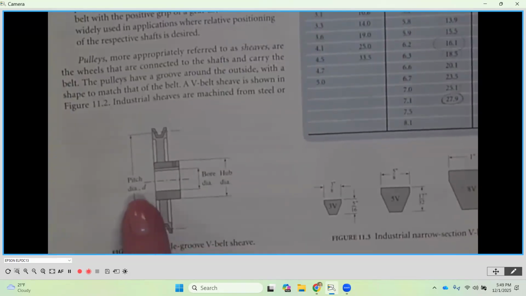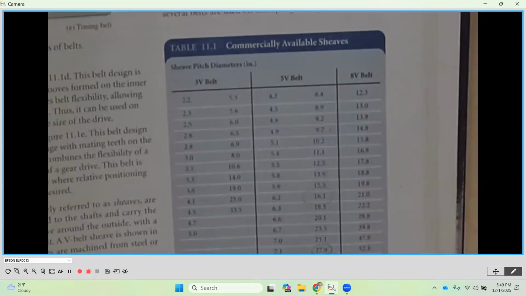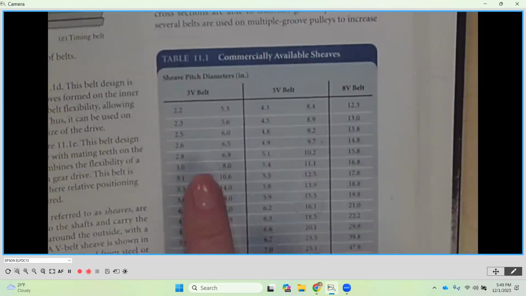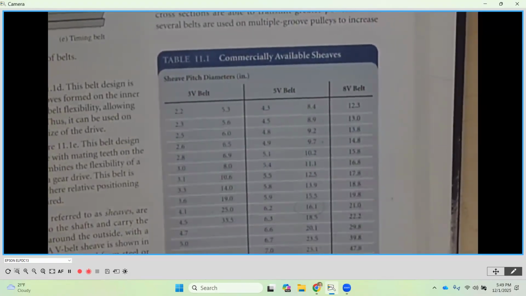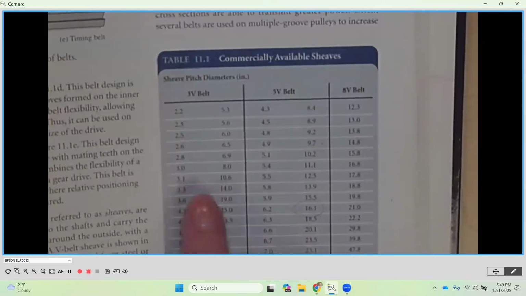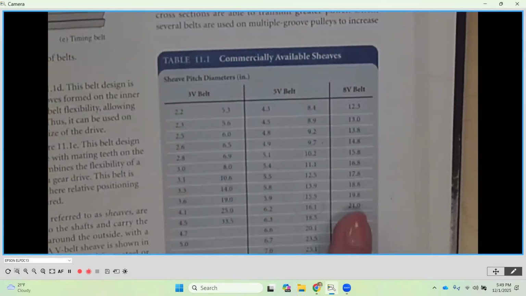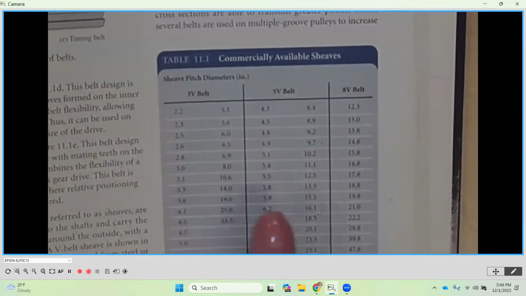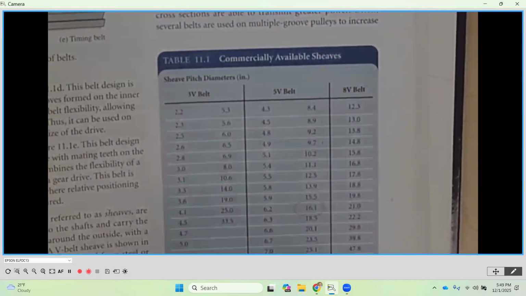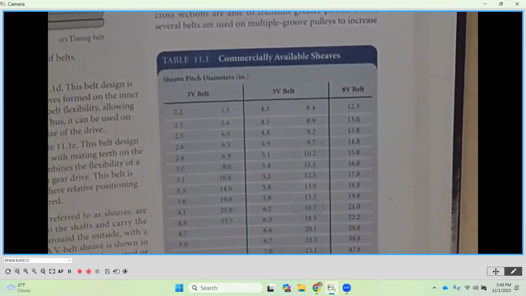Now, these pitch diameters are going to be standard sizes based on the size of the belt that we're going to run. Now, for V belts, if we have a manufacturer, they're going to minimally have these three sizes of V belts, okay? So they're going to have 3 Vs, 5 Vs, and 8 Vs. We're going to find out on another chart that's coming up how to size appropriately on each one of those.